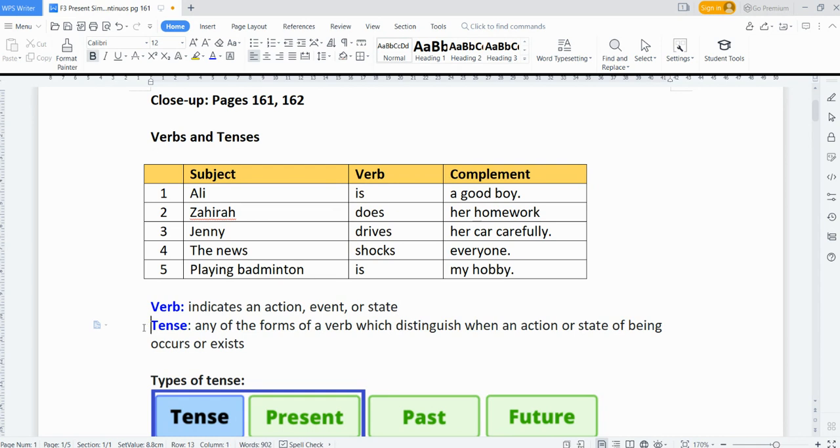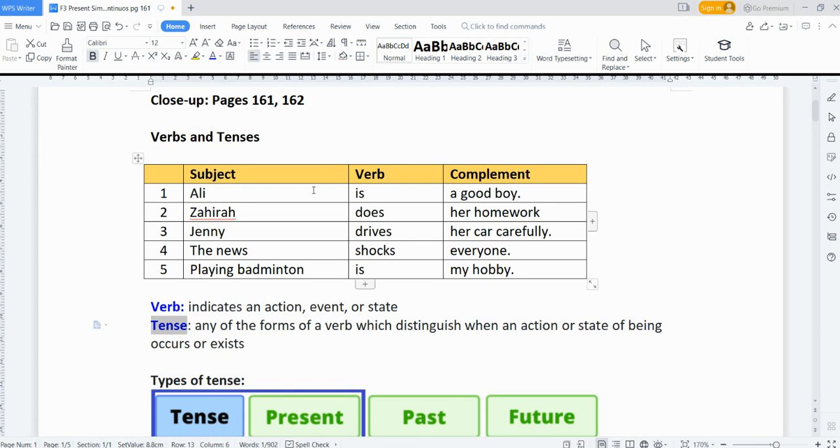Okay, tense is any of the forms of a verb. Okay, satu bentuk kata kerja. Okay, so verbs ni there are many forms. Okay, so tense ni is the verb forms, okay, which distinguish when an action or state of being occurs or exists. Okay, so basically tense ni, it tells you when an action or state of being occurs. Dia memberitahu bila perbuatan itu terjadi.